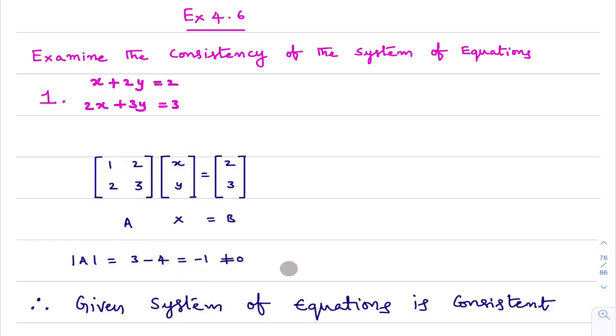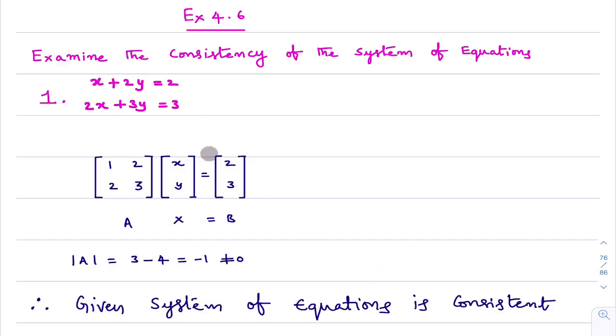Minus 1 is 0 or non-zero? It is a non-zero number. Det A is non-zero. This tells us the given system of equations is consistent. If det A is not 0, what is the first case? If det A is not 0, then we say the system is consistent and it has a unique solution. In this, I am not finding the solutions. While finding the solutions, I will explain the things.